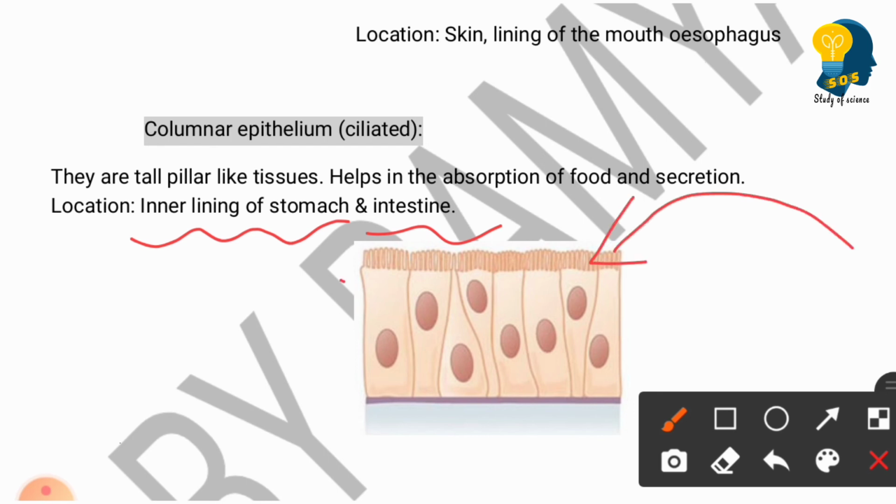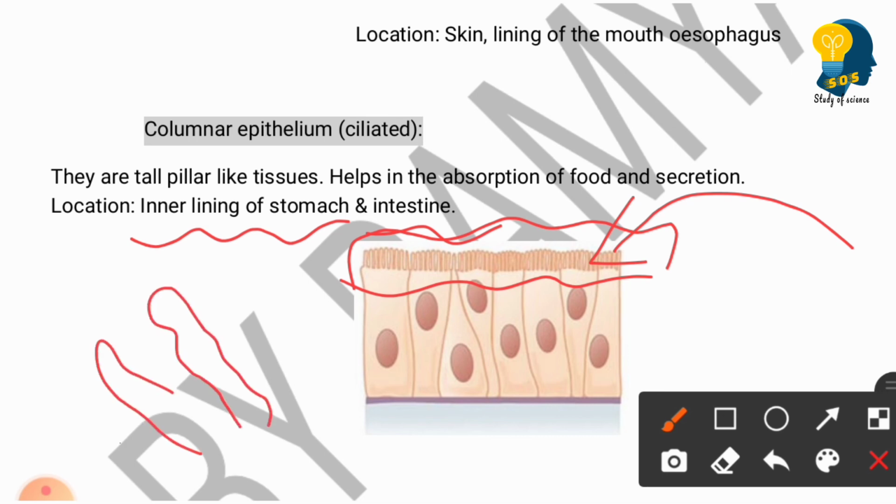It is also called ciliated epithelium tissue because there is presence of cilia on its surface. What is cilia? Cilia are small finger-like projections. They are rich in blood vessels. Clear?